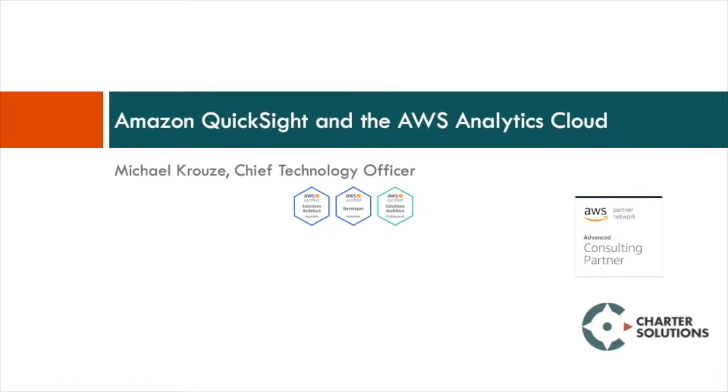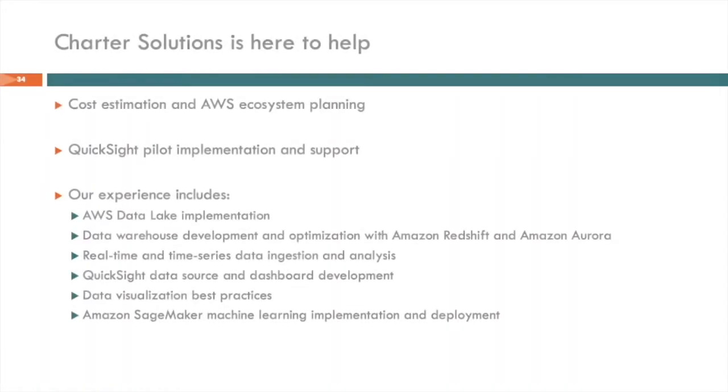For people who don't know me, my name is Michael Krause. I'm the Chief Technology Officer here at Charter Solutions. I hold 3 AWS certifications, including Architect Pro. Charter Solutions also is an advanced consulting partner with AWS. We do a lot of work primarily in the analytics-related space, helping companies move analytics workloads to Amazon Web Services, including things like setting up data lakes, data warehouses, data pipelines, machine learning processes, and all the visualizations as well.